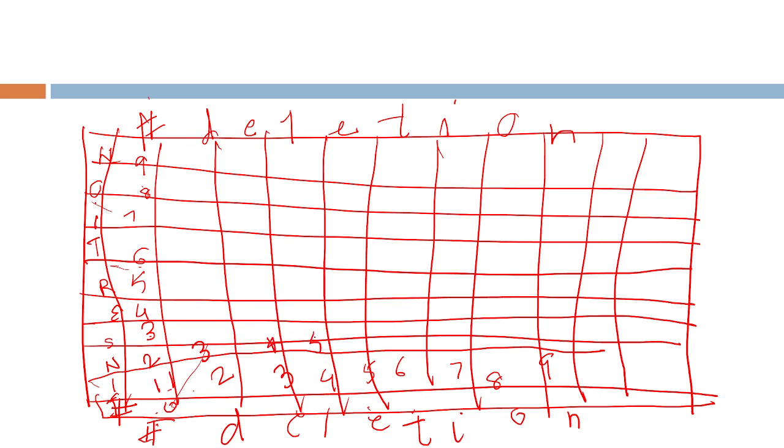So this will be 2, 3, 4, 5, 6, 7, 8. Oh no, I think 7 step is there.